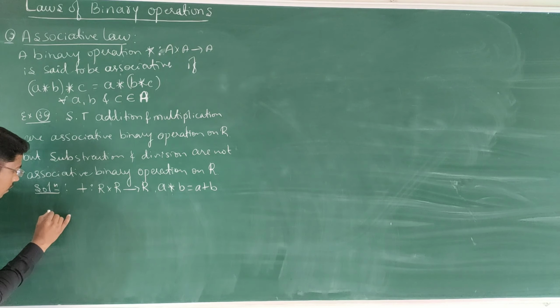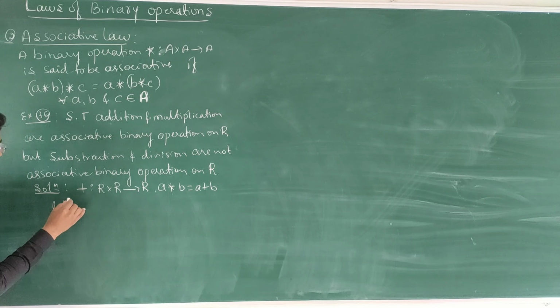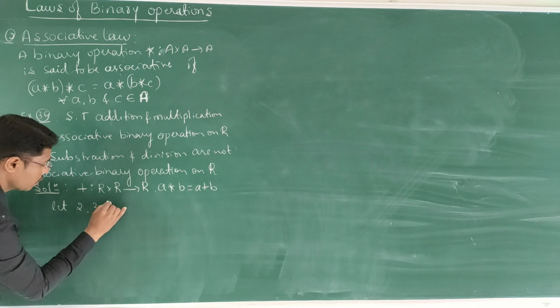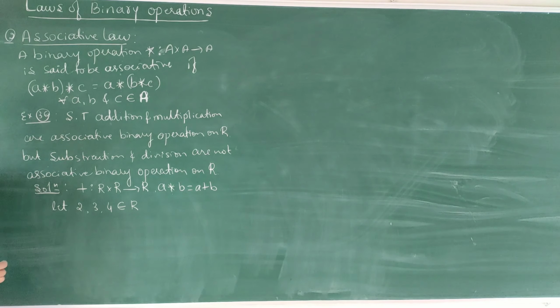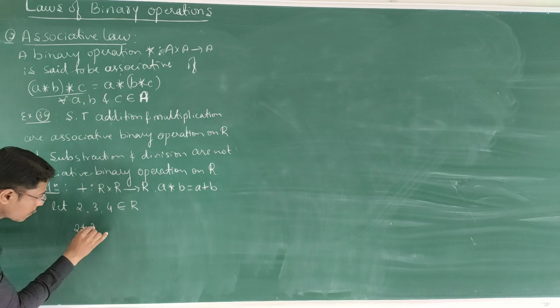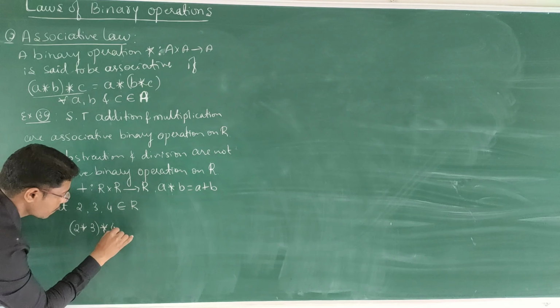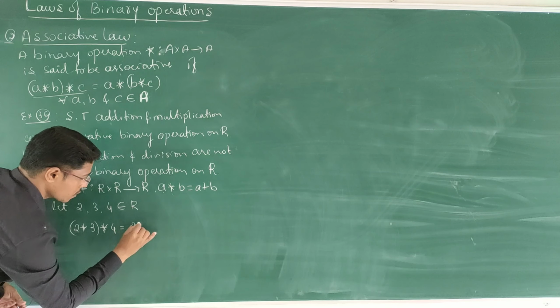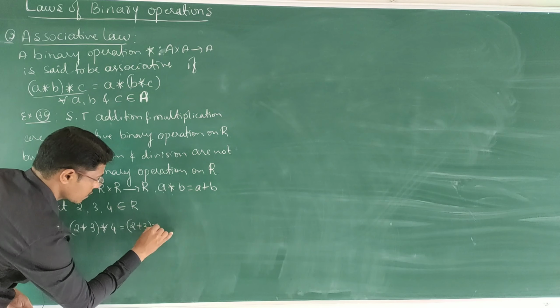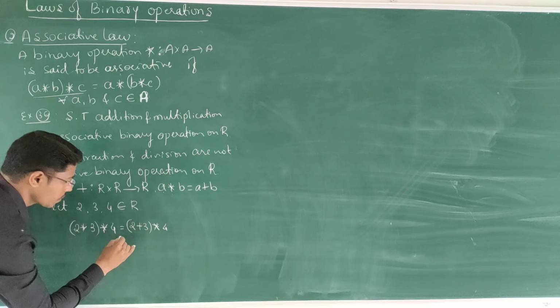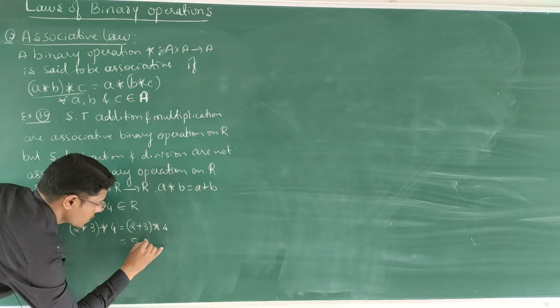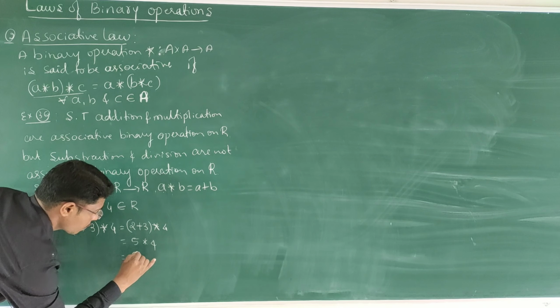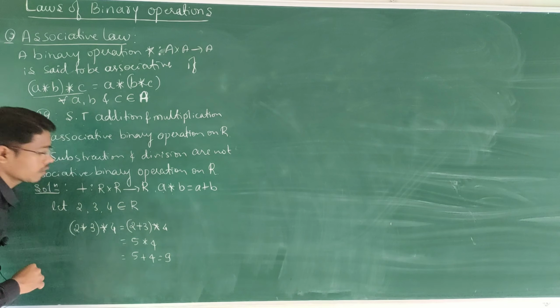Okay, so we need three numbers. Let us consider 3 numbers. Let 2, 3, 4 belong to the set of real numbers. First solve the LHS, that is (2 star 3) star 4, which is equal to 2 star 3 converted into 2 plus 3, star we keep as it is, 4. This is equal to 5 star 4. This is 5 plus 4 equal to 9.